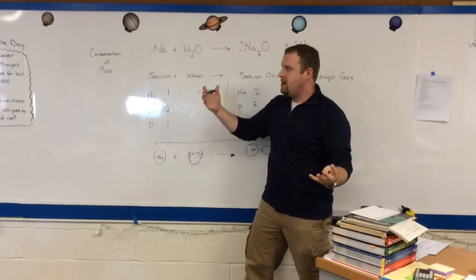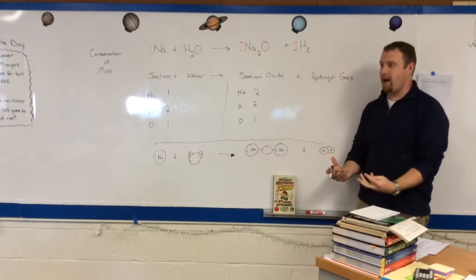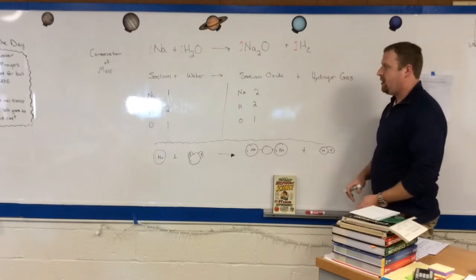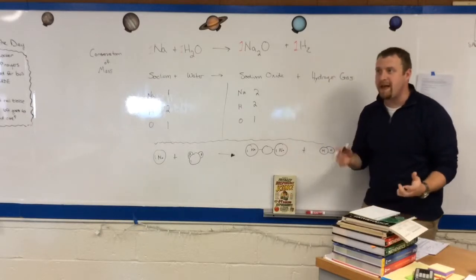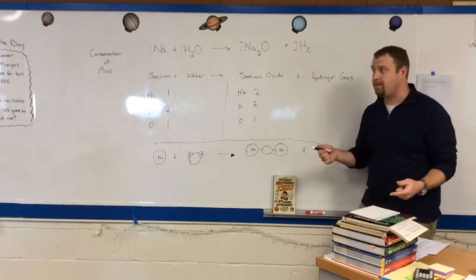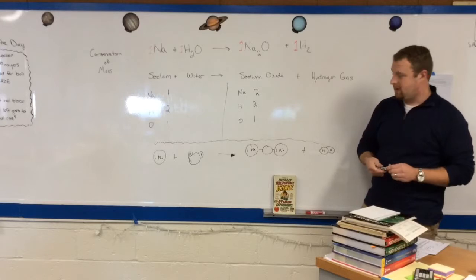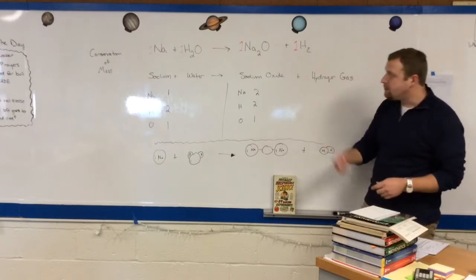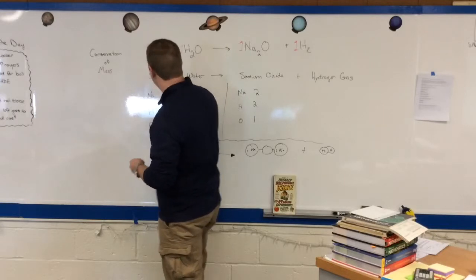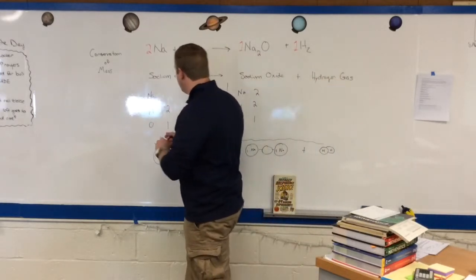I can't have it come out of nowhere. It's got to be there originally. So what can I change to make sure that I start with 2 sodiums? Because I have to end with 2 of them. What can I change? Yeah, Jade. You change the big number before the sodium to a 2. Right. If I make it so that I have 2 right from the get-go, then that means that I can change this here to a 2.